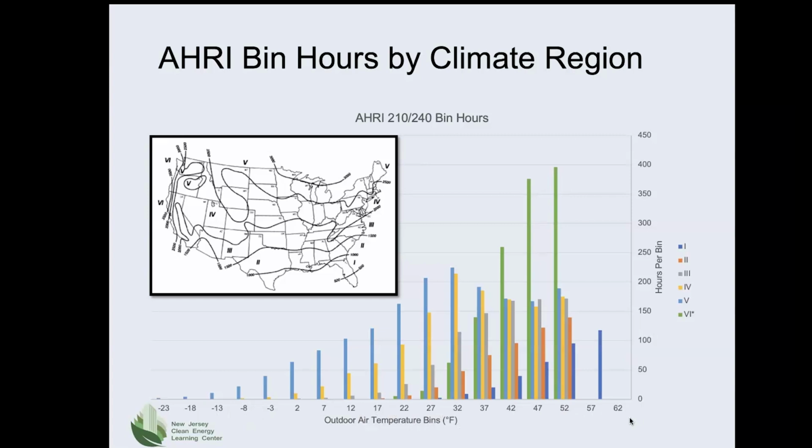So looking at the gold bars to the far left, you can see that the number of operating hours per year at -3 degrees are very, very few. Same at 2 degrees. 7 degrees. And as you go up in temperature, the vast majority of the operating hours are between 22 degrees Fahrenheit and 52 degrees Fahrenheit. So in this outside air temperature range, almost all of the operation of the heat pump will take place in that temperature range.